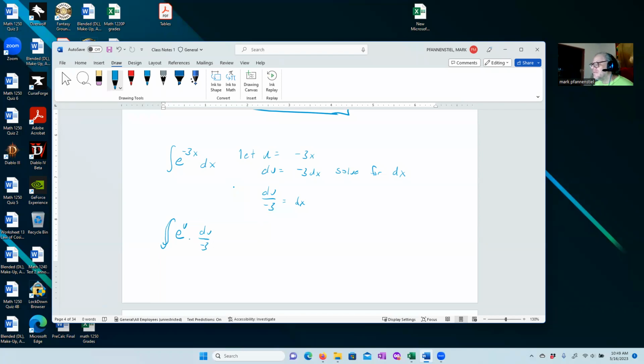So since there's a times in between here, we could simplify this to say this is negative 1/3 integral e to the u du. This is the nicest, easiest integral you're ever going to get. So we're going to get negative 1/3. The integral of e to the u is e to the u plus c, of course. And this is equal to negative 1/3 e to the, what the heck was u again? Negative 3x plus c. And that's what we're going to have for our answer here.